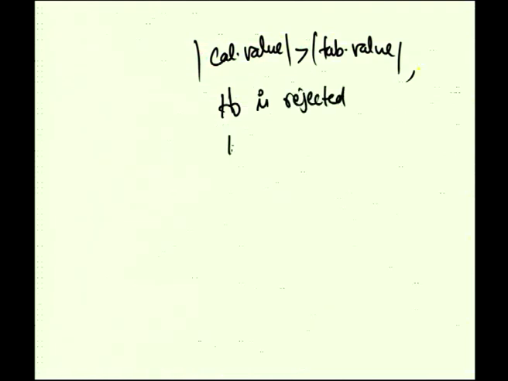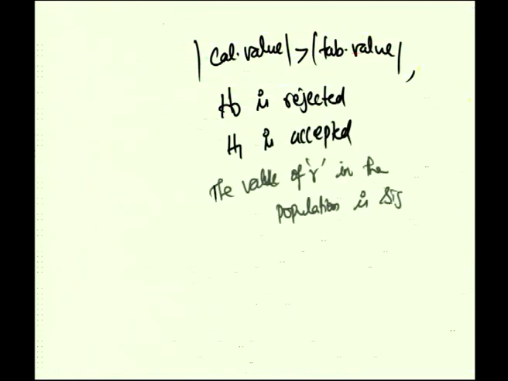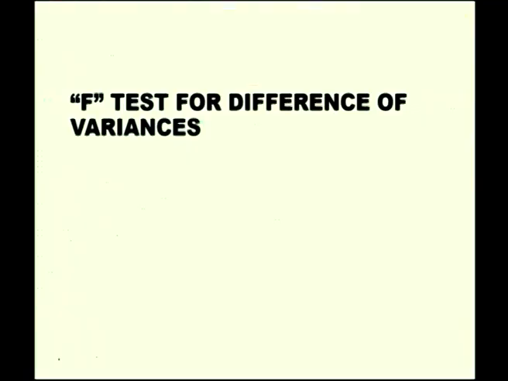It means H1 is accepted, which says that the value of R in population is significant. Now, that said, with the discussion about t-test, in small samples we have seen t-test for difference of mean, t-test for single mean and paired t-test, and also t-test for sample correlation coefficient is also discussed. Next, in continuance with the small sample theory, next test is F-test for difference of variances.